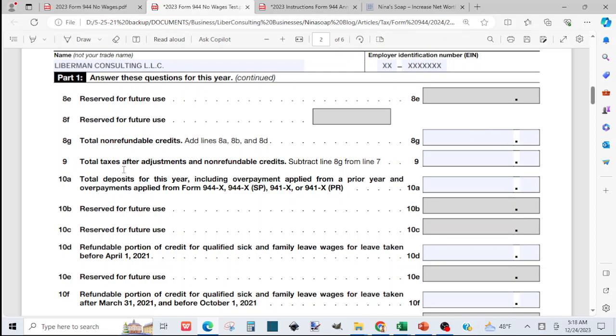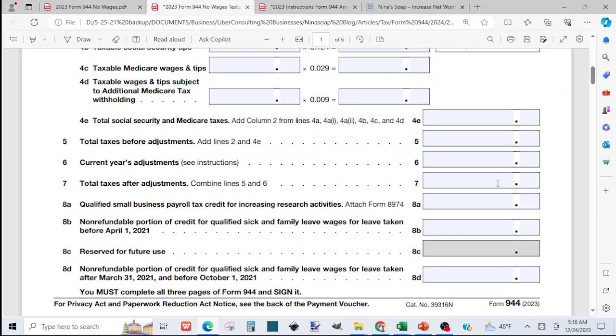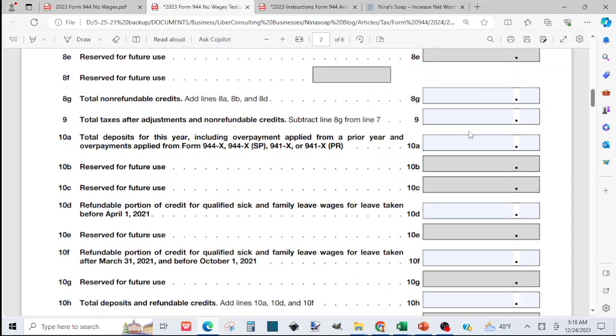Line 9, total tax after adjustment and non-refundable credit. So that will be line 8G and line 7. So line 7 is 0 for us, or blank. Line 8G is 0 as well. Therefore, line 9, total tax is 0. And here is a line you should not leave blank. Since they have a side for dollars and a side for cents, we might just complete 0, 0, 0. And that's line 9.